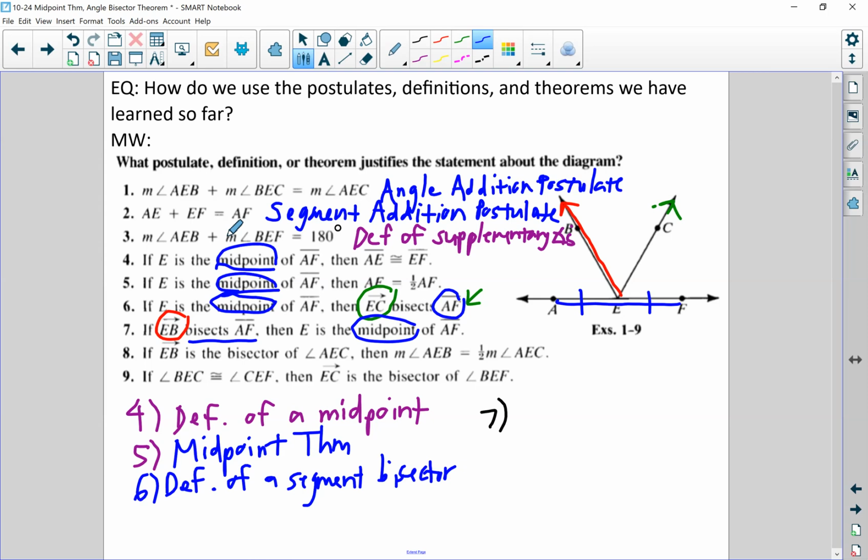So what would we use? Would we use the reason that we did for 4 or for 5 or for 6? You always want to focus on the keywords. Yes, they all involve midpoint somehow, but we always want to look at both parts of the sentence. So it says if ray EB bisects segment AF, right? So this is actually, again, the definition of a segment bisector.